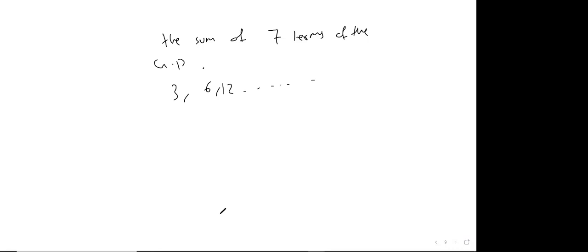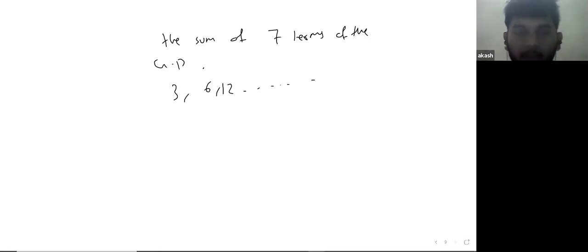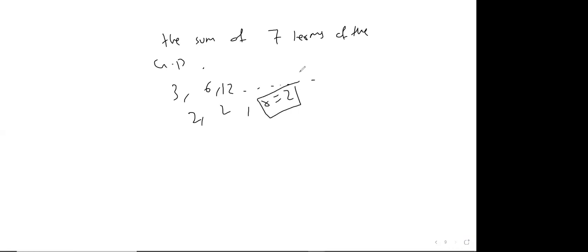Sir, r is the difference, right, sir? Oh, sorry, ratio. Sorry, r is different here. Absolutely right. r is 6 upon 3, which is 2. So 12 upon 6 is 2. So value of r is 2, right? Yes, sir. Okay.